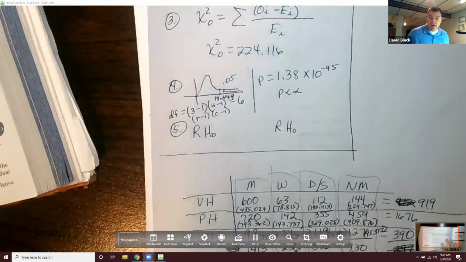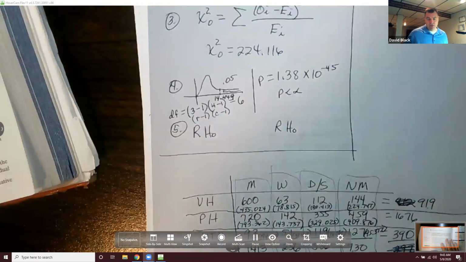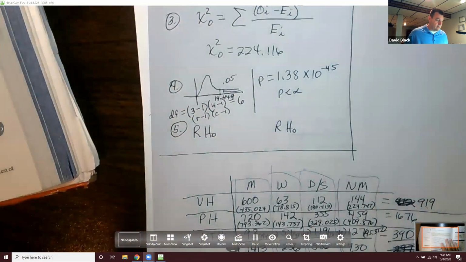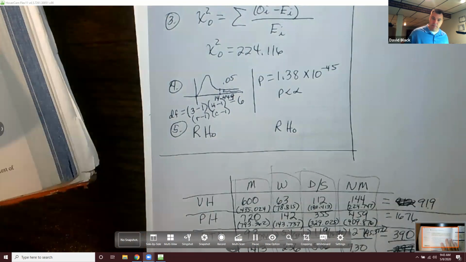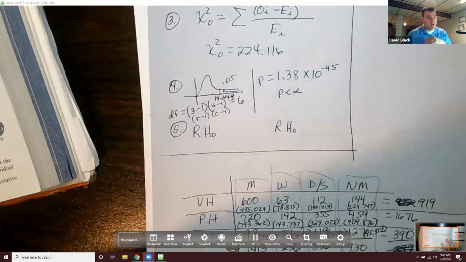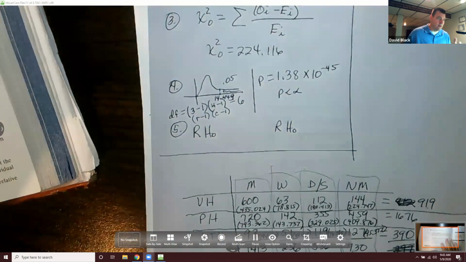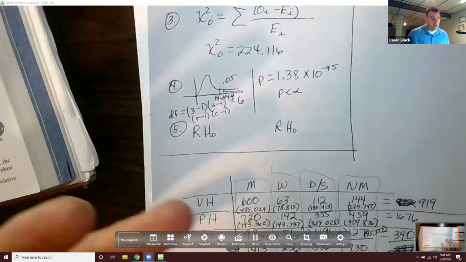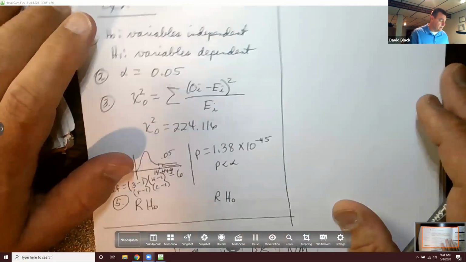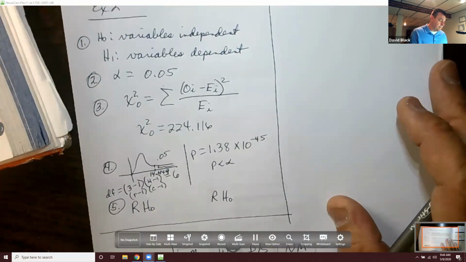So there is sufficient evidence to show that the variables are dependent. In other words, there is sufficient evidence to show that one's level of happiness is dependent upon their marital status. Now, it doesn't say whether being unmarried makes you more happy or married makes you more happy or widowed or whatever. It doesn't say what causes what, it just says that they're not independent. That's the way the evidence is pointing, at least.